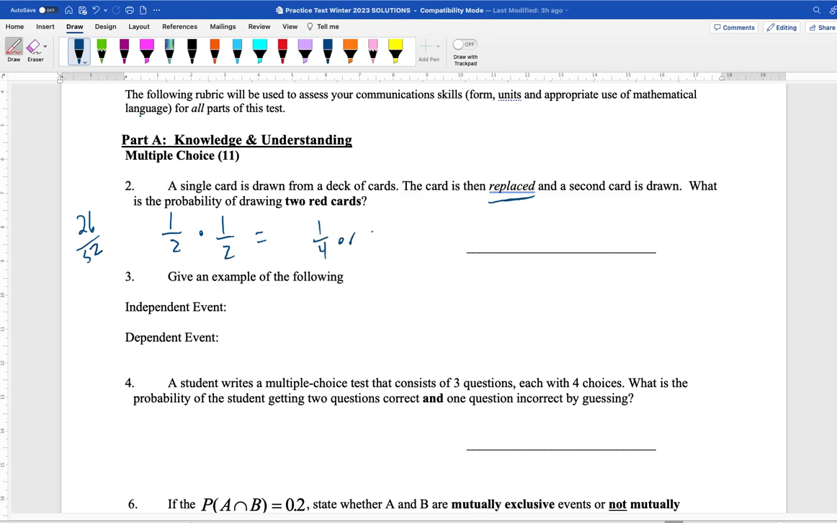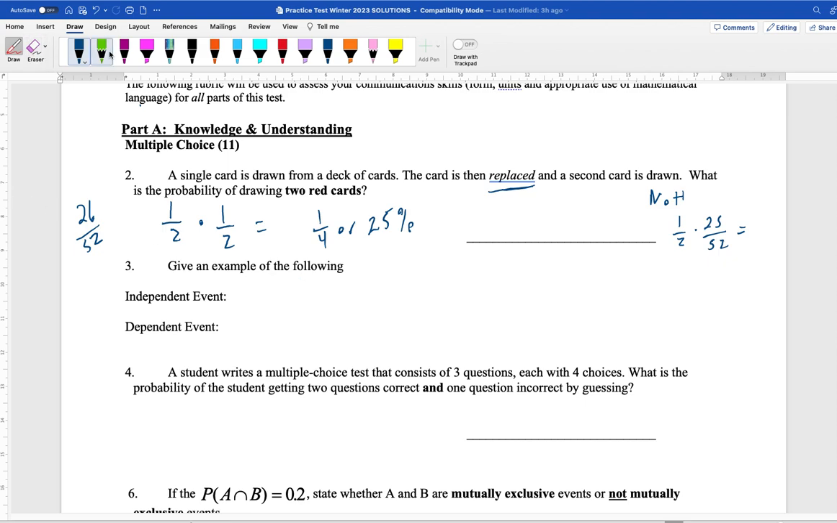1/4 or 25%. Okay. If it was not replaced, it'd be a half times 25 over 52. Which would be different. Was that 25 over 104? Okay.